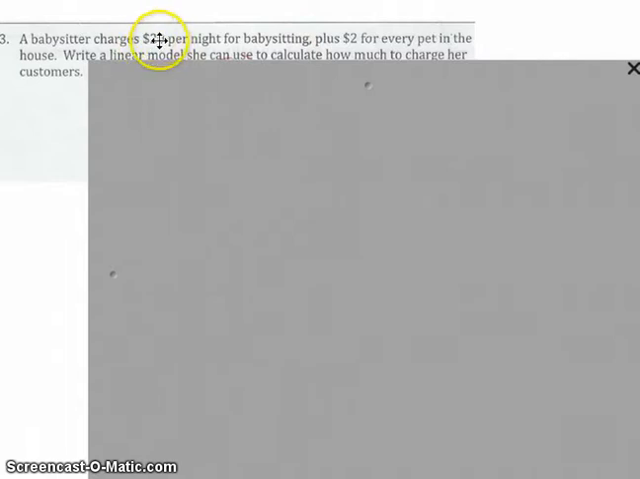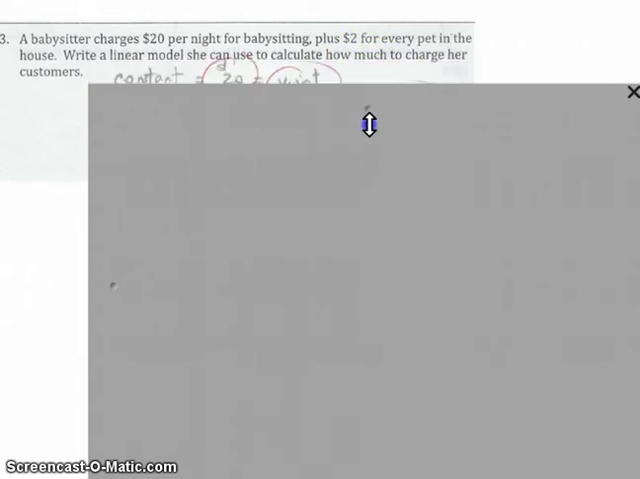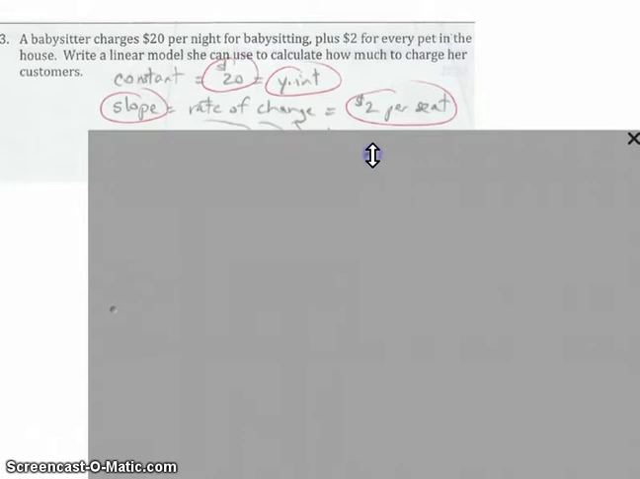So $20 is her y-intercept. That's the starting amount. $2 is the rate of change. That's the slope. Slope is the same thing as rate of change. And so that's what I say here. The constant, or the y-intercept, is $20. That's not going to change, doesn't matter how many hours she babysits. The slope is the thing that does change, and it tells how much it changes. It changes $2. Oops, I wrote $2 per seat instead of $2 per pet. Don't know why I said that.